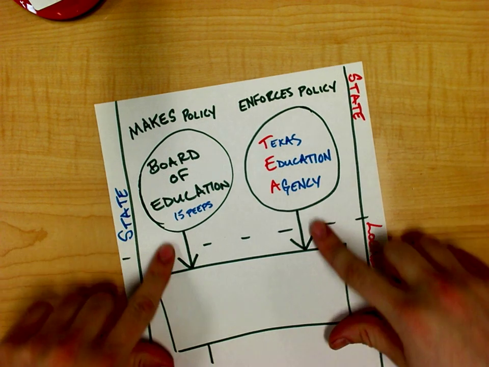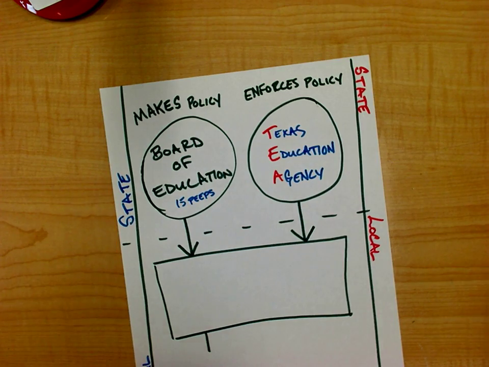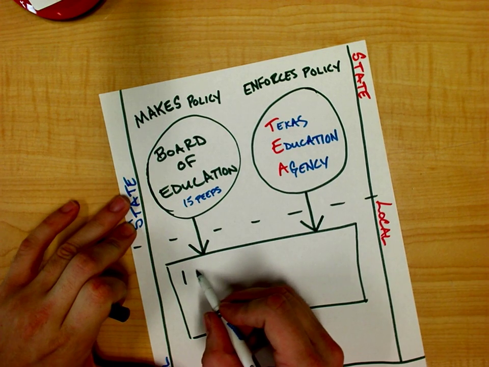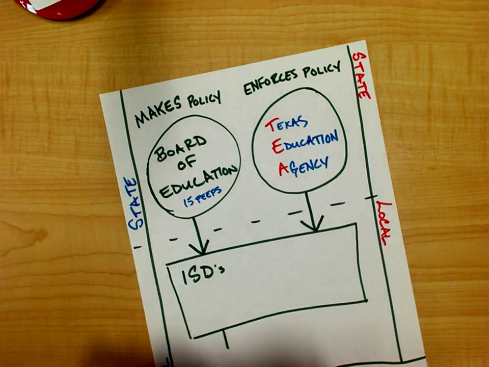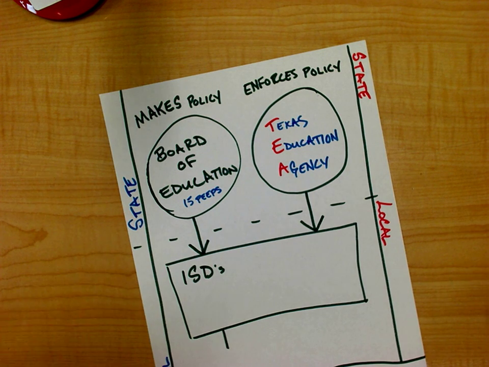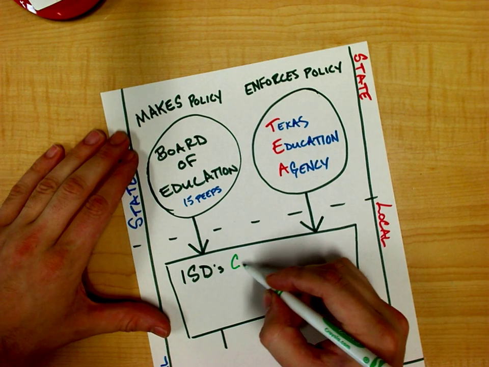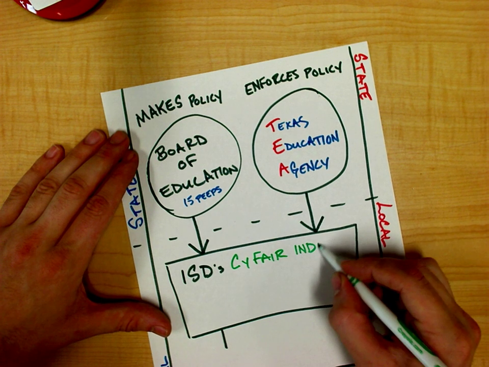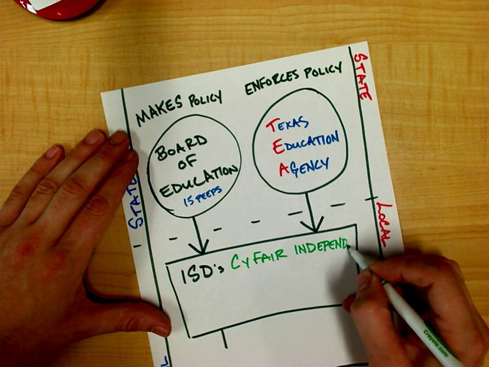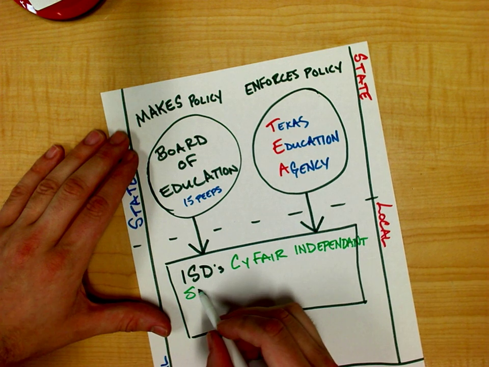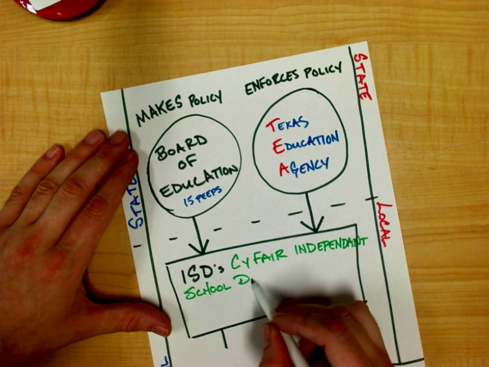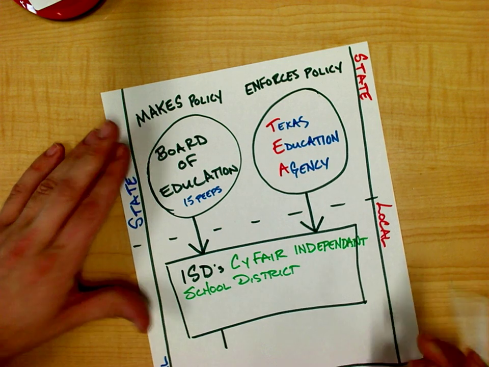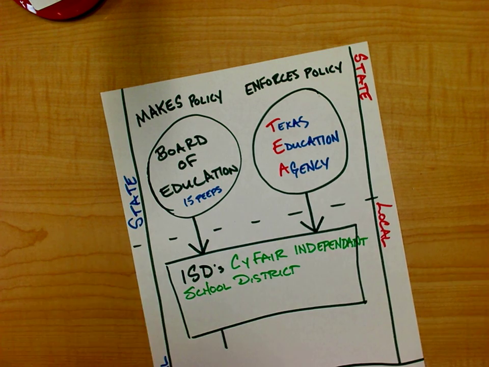So the two of them have a big old influence because they're the ones who tell the independent school districts, or ISDs, what's going to go down. The ISDs have to follow it, and they each have their own system. So for instance, for us, we have Sci-Fair Independent School District. So for Sci-Fair Independent School District, they've got the same thing as everybody else. So we'll break it down.